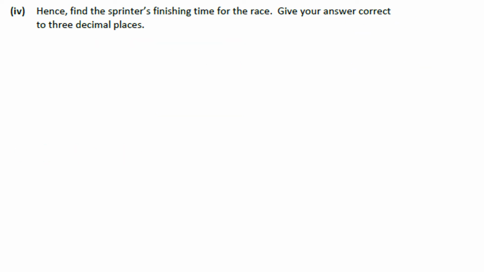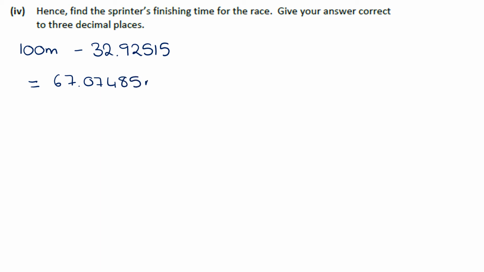Now they didn't tell us to round that, so I'm going to leave that as is as we move into the next part. It says, hence find the sprinter's finishing time for the race. Give your answer correct to 3 decimal places. What's really important at the very start of this question is they told us that it was a 100 meters race. So we know that they've actually already run 32.92515. So what is left to run? We're going to take these two numbers away. So we have our 100 take away 32.92515, and we end up with 67.07485 meters left to run.